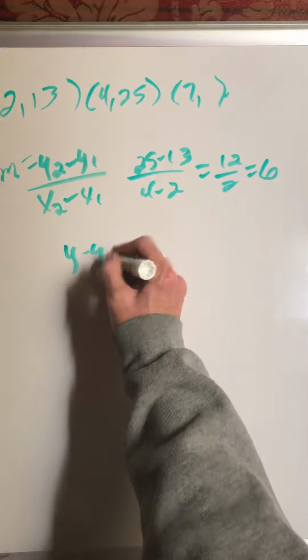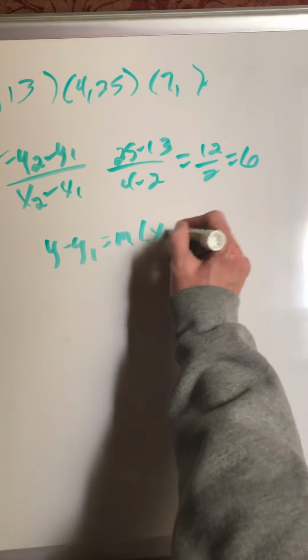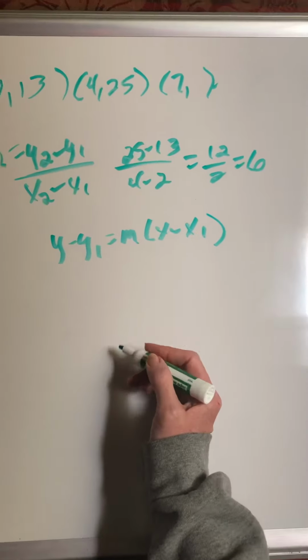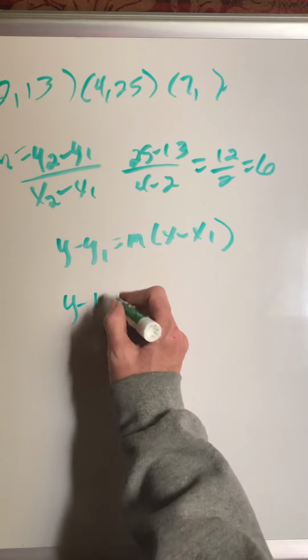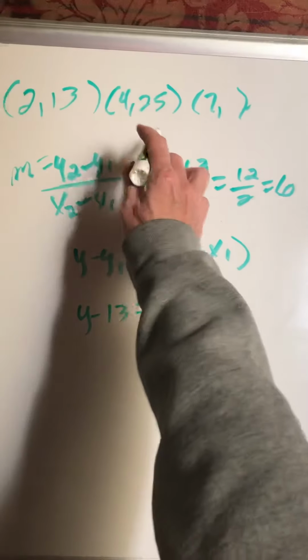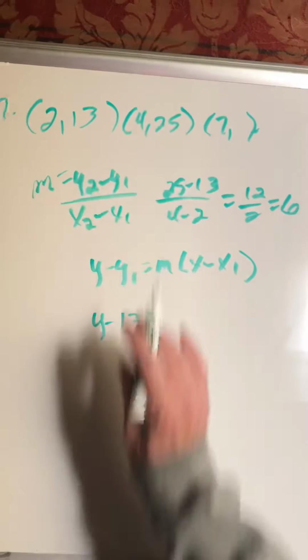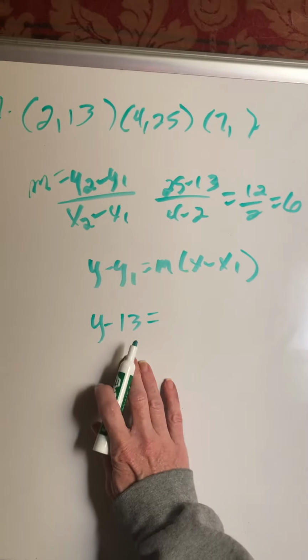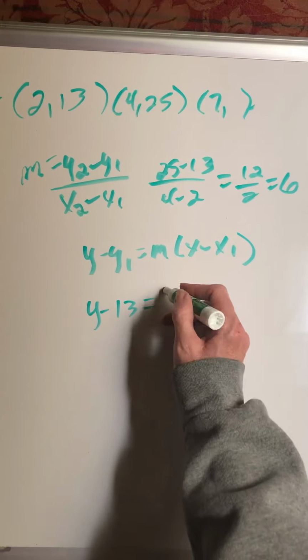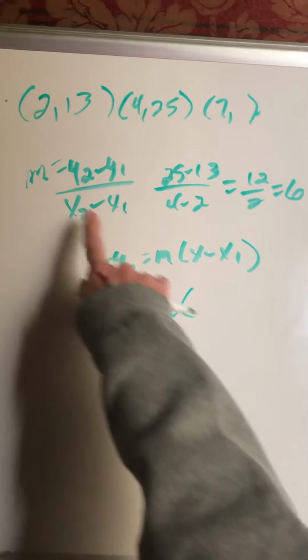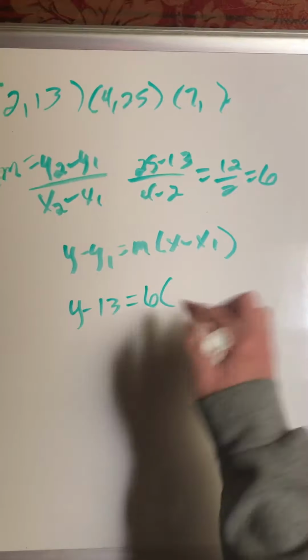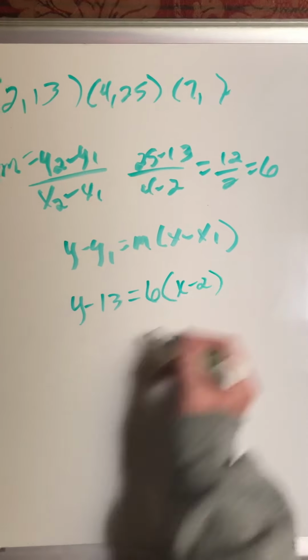Then we're going to do y minus y1 equals m times x minus x1. So it'd be y minus 13. It doesn't matter which point you use. You could use the 2, 13 or you could use the 4, 25. We're going to use the 2, 13. So y minus 13 equals 6, because my m that I just found is 6, so I put it there, and then x minus 2.